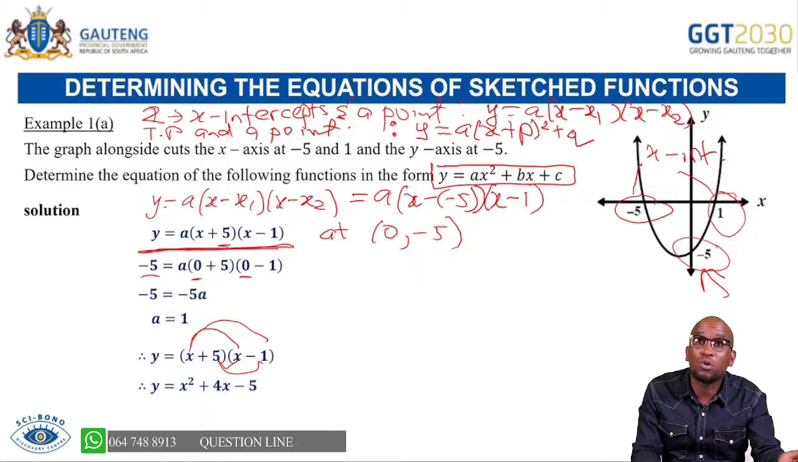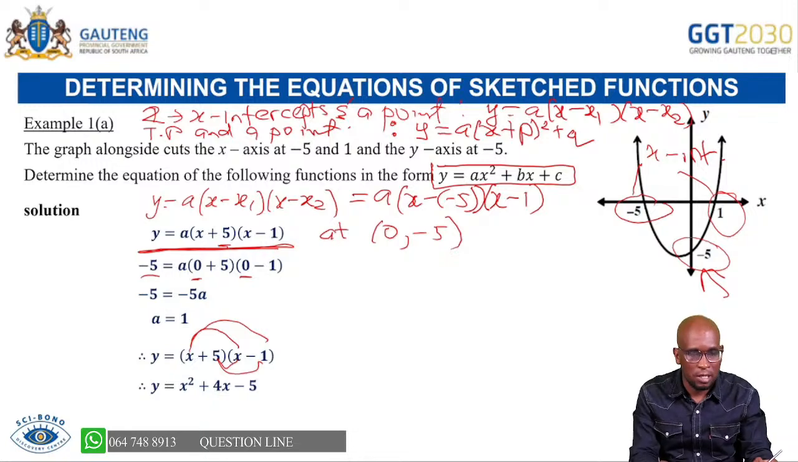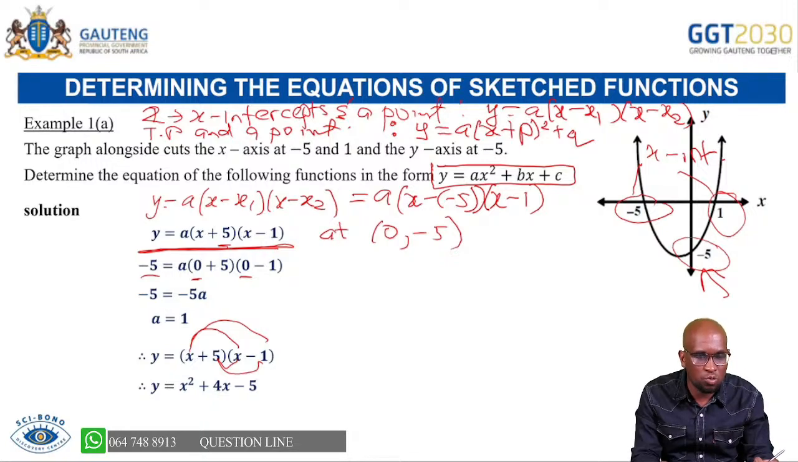And then from there, we got that y equals x squared plus 4x minus 5. So we have managed to determine the equation of that particular parabola. Right, we move on to the next one.